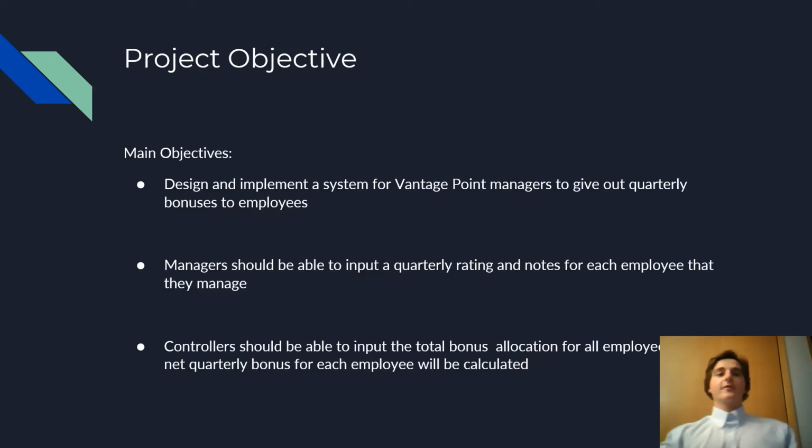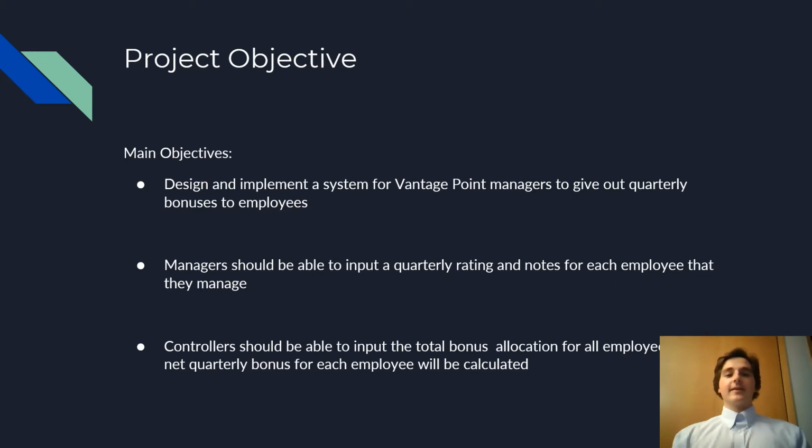All right, so first up we have the project objective, which just goes into our main objectives for the project, with the first objective being to design and implement a system for Vantage Point managers to give out quarterly bonuses to employees. Currently, managers have been doing this manually, but with our project, we are moving it to a website to make it easier to use, and so that employees have everything all on one website. And that is also incorporated with the current timekeeping system that they have in place already.